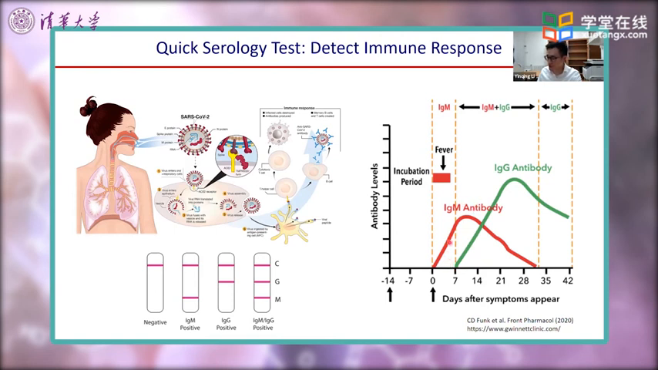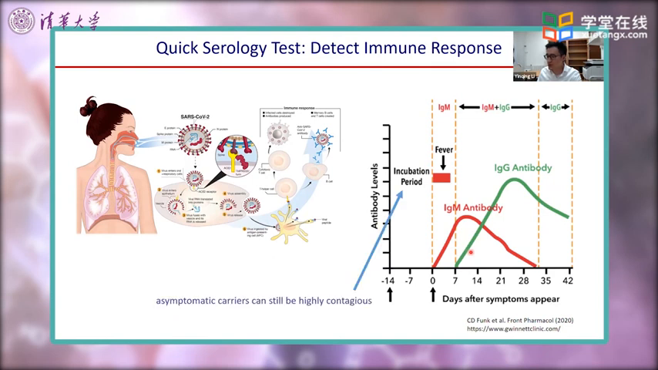The IgM is earlier. It starts to show up still during the active infection. IgG comes much later. It's usually considered an indicator for past exposure to the antigen, and so it can cause a big problem because we know that asymptomatic carriers can still be highly contagious. They may still be spreading virus, even though their serological test can turn out to be negative when they were in the incubation period.